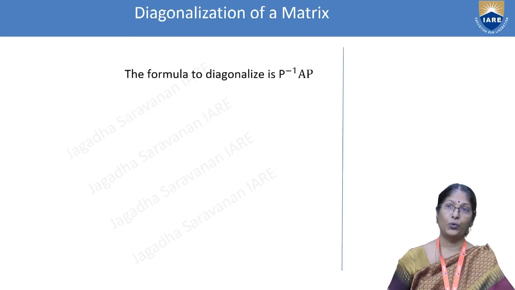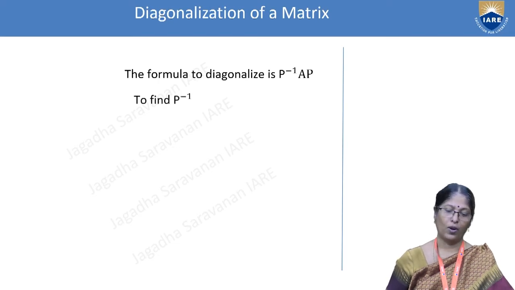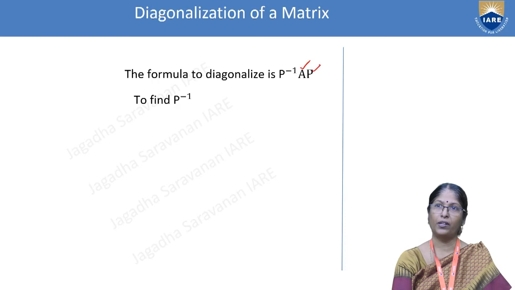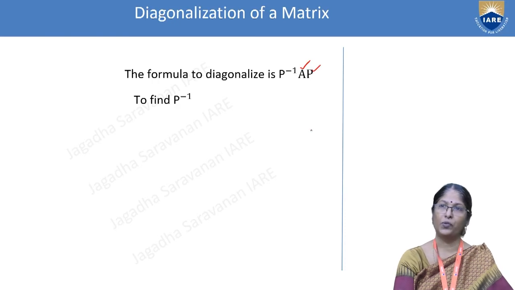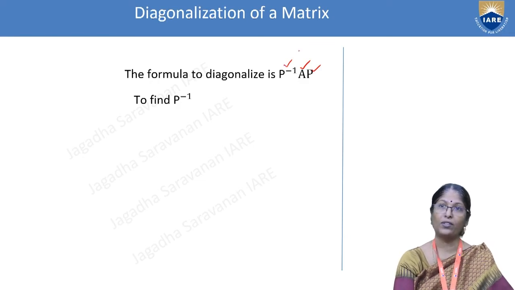The formula to diagonalize is P inverse AP. For this, we know A, that is our given matrix. Capital P is nothing but our modal matrix, formed by eigenvectors. So we don't know P inverse. First we have to find P inverse.